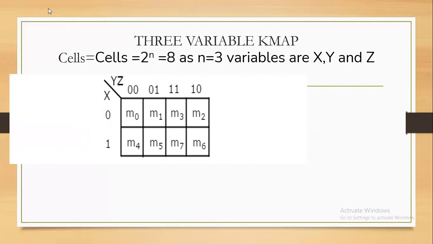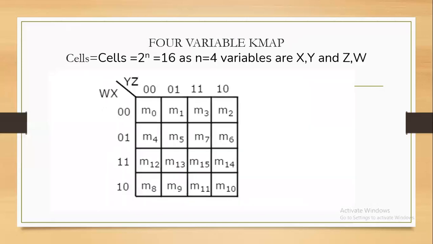You can see on the left side, x is represented once as 0, that is x bar, and another time as x. If you take the yz variables, they are in the form 0 0, meaning y bar z bar, then y bar z, then yz, and in the last yz bar. This is how we represent the cells for a three variable K-map.